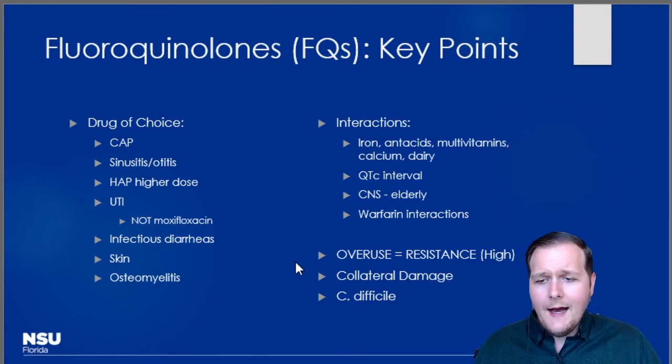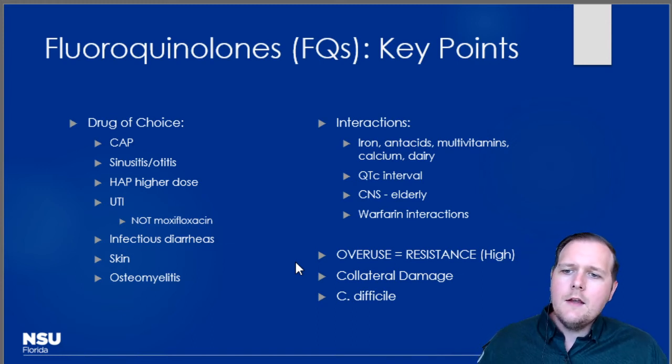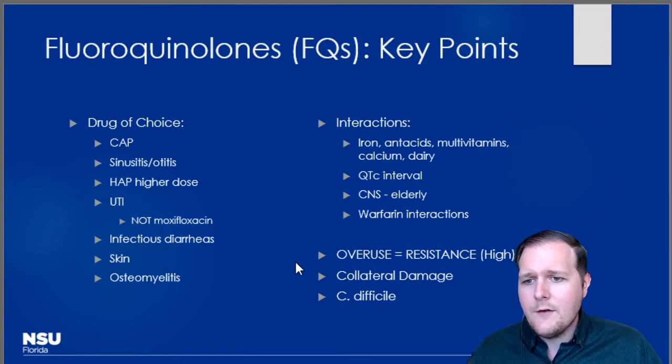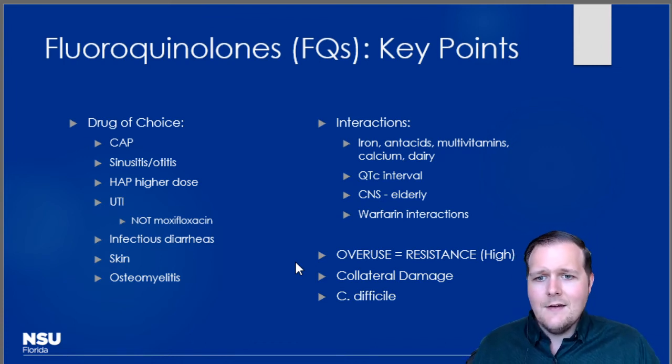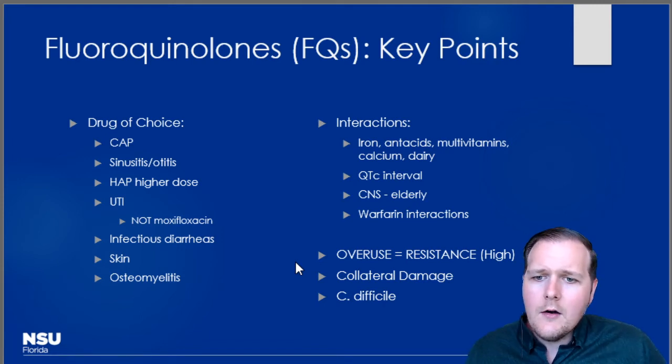We can use them for UTIs. One notable exception being moxifloxacin, which I'll mention here in a moment. You can use them for community-acquired pneumonias and a lot of upper respiratory tract stuff. You can use it for skin and soft tissue infections. It seems like you can use it for everything. This is kind of similar to the tetracyclines I mentioned before. It just has really wide coverage, but there are some downsides to it.